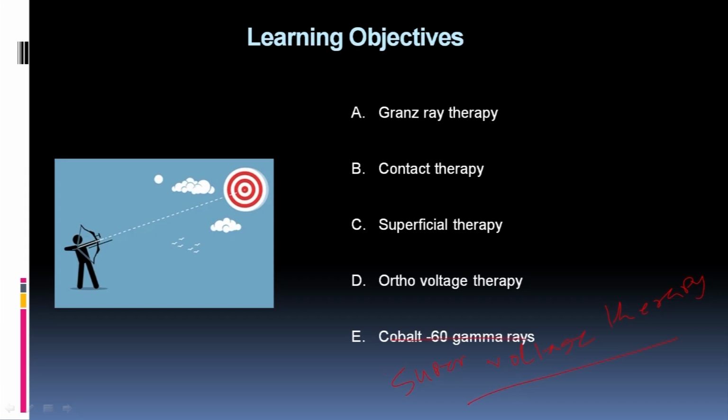Today we will discuss the Grenz ray therapy, contact therapy, superficial therapy, orthovoltage therapy and supervoltage therapy. All these we will discuss one by one, and these equipments are used for radiation oncology. They are under kilovoltage units.